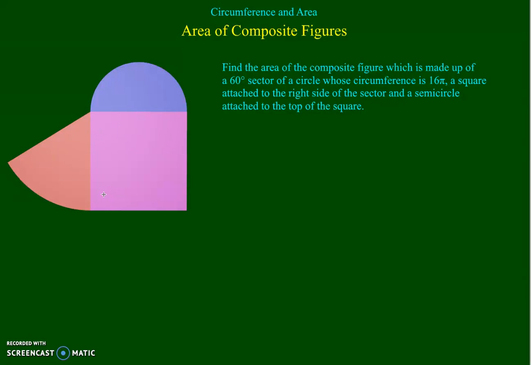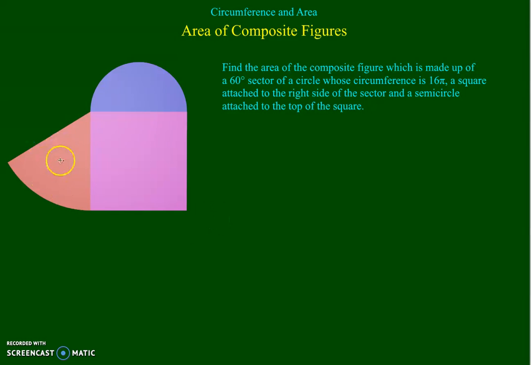What we have is a 60-degree sector of a circle whose circumference is 16 pi. We have a square attached to the right side of the sector, so this is a square, and a semicircle attached to the top. So let's begin and try and figure out how to find the area of this beast.